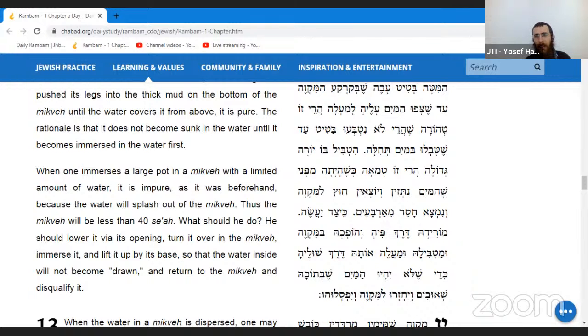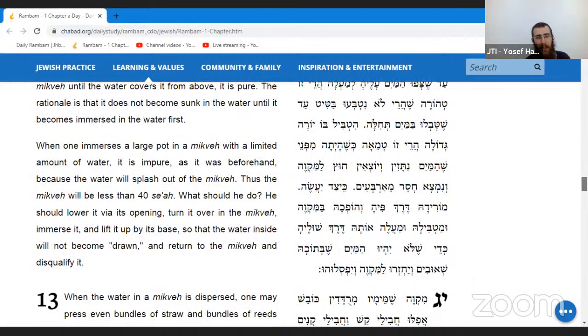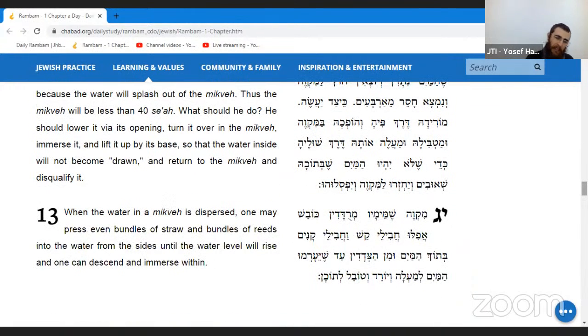This, by the way, practically I also do when I take stuff to the mikveh, when I'm toveling new dishes. Usually I won't take out the cup upwards, because then whatever water I just took out is no longer rainwater. So you've just reduced the volume of rainwater. I'll always turn it upside down in the mikveh and then take it out, because that way that water was never drawn. When the water in the mikveh is dispersed, so let's say the water level is low, but there's a lot of water. So what you can do is you could press even bundles of straw, bundles of reeds into the water from the sides until the water level will rise and one can descend and immerse within.